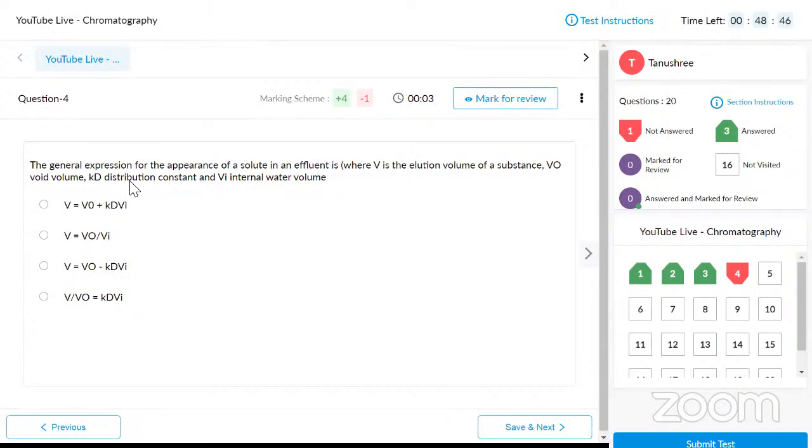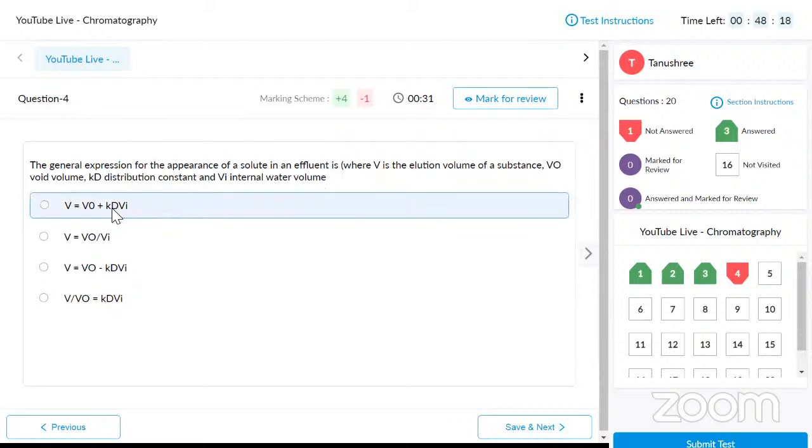The general expression for the appearance of a solute in an effluent is given, where V is the elution volume of a substance, V0 is the void volume, Kd is the distribution constant, and Vi is the internal water volume. Now, if you students remember, this is a part of gel exclusion chromatography. So what is the relation between void volume and total volume? Basically you have four options: V, that is total volume, equals V0, the void volume, plus the distribution constant plus the internal water volume.